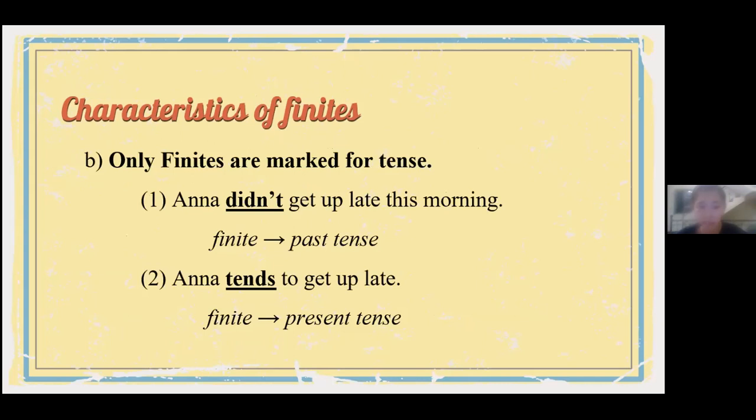The second characteristic of finite is that only finites are marked for tense. For example, Anna didn't get up late this morning. So didn't is a finite and refers to past tense. The second one, Anna tends to get up late. The finite is tends and refers to the present tense.